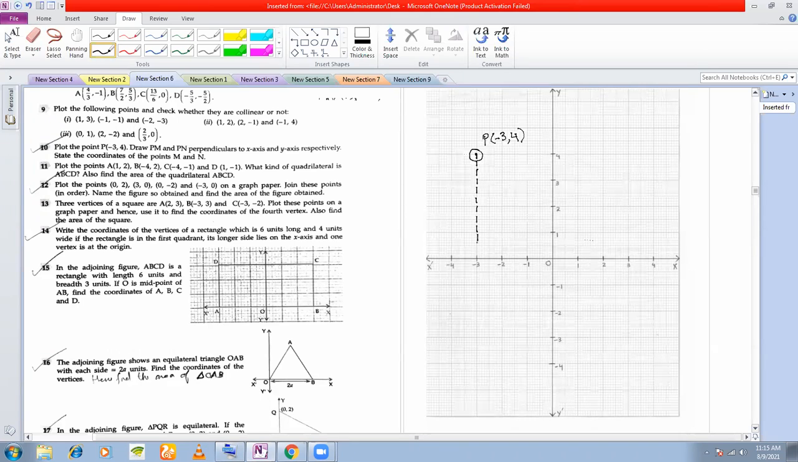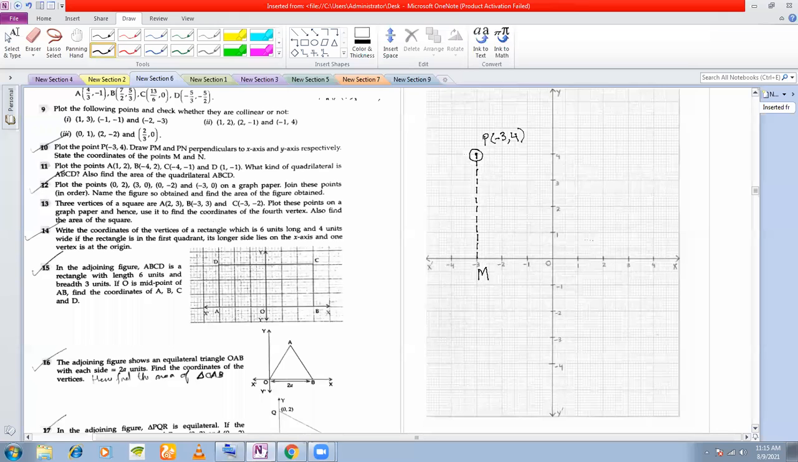Okay, use pencils on your graph sheet, no pens. From the point P, you are drawing a perpendicular on the X-axis. And what is this perpendicular they are saying? They are calling it PM. PM is perpendicular on the X-axis. Also, they are saying PN is a perpendicular on the Y-axis.